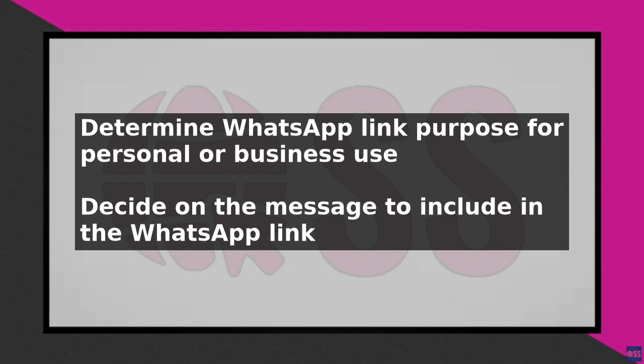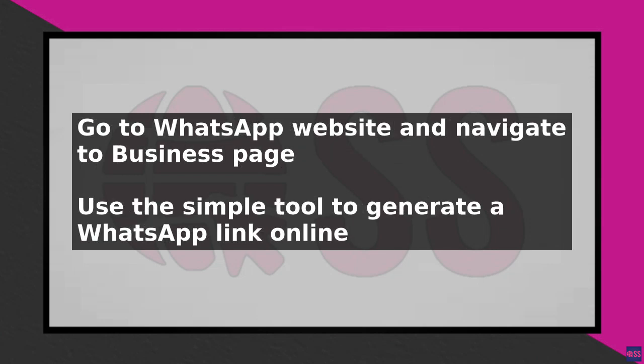Next, go to the WhatsApp website and navigate to the WhatsApp Business or Click to Chat page. This page provides a simple tool to generate a WhatsApp link. To generate the link, you will need to provide your WhatsApp phone number in the international format, including the country code, but without any zeros, brackets, or special characters.